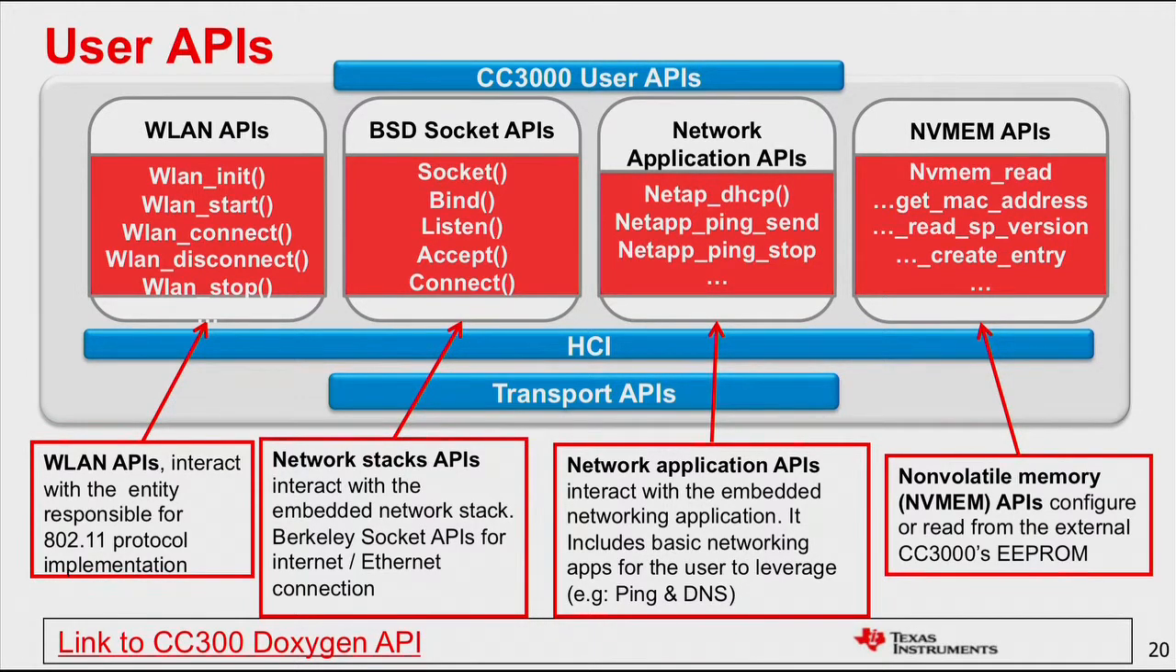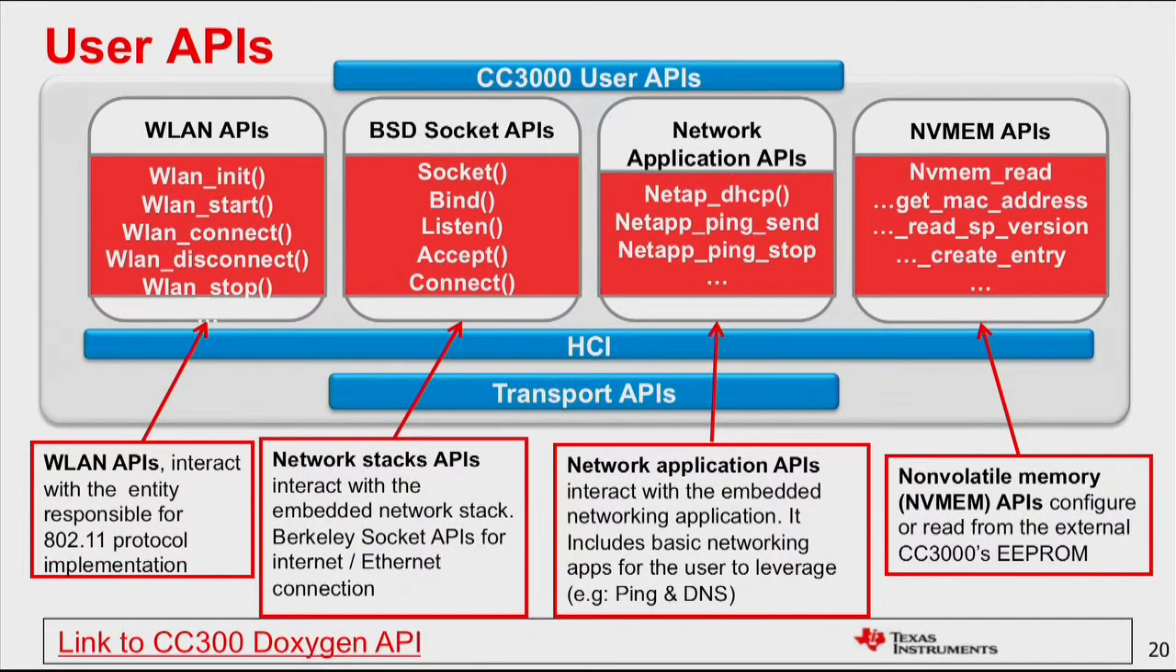So this includes some of the networking side of things. If you're doing things like DNS or ping, some of those more networking type applications or activities, that's what these APIs are going to be used for. And then the last set, the NVMem, is really talking to the EEPROM that we talked about near the beginning of the presentation. So if you're working with that EEPROM, if you're going to put some of your own code there, if you're updating the patches and things like that, that's where these APIs come into play.